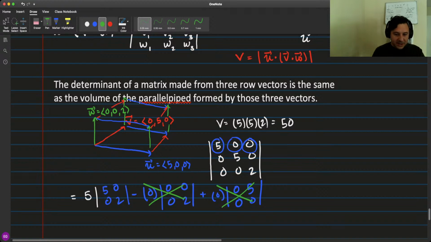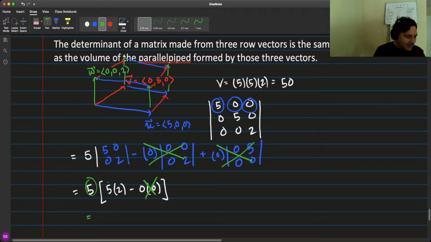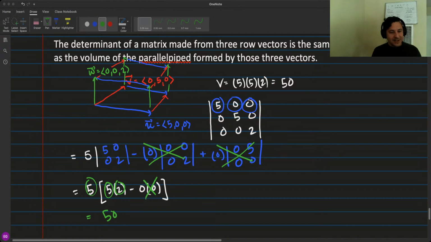Because you have zeros out in front of these, it doesn't matter what those are, they just disappear. So let's calculate the determinant of this 2 by 2 right here. You do 5 times 2 minus 0 times 0. That's 0, so it goes away. And then what do you get? You literally just get 5 times 5 times 2, which is the 50 that we were expecting, which is sort of cool. It works out.